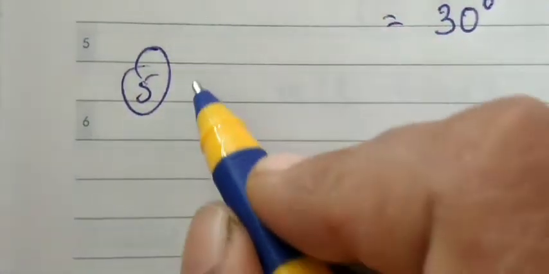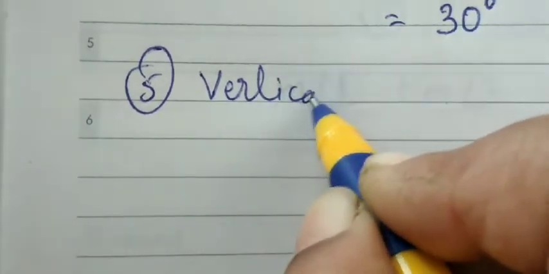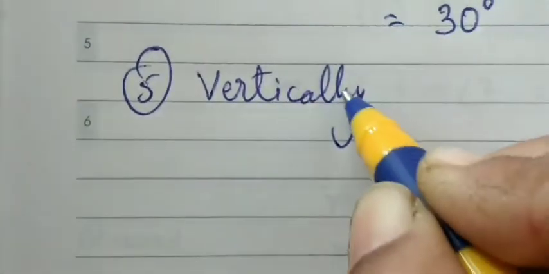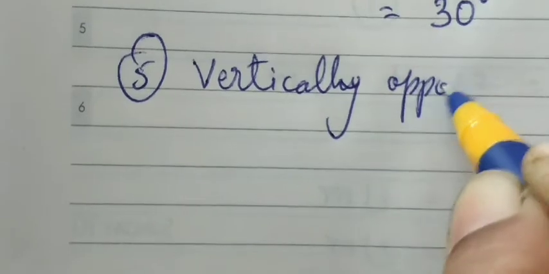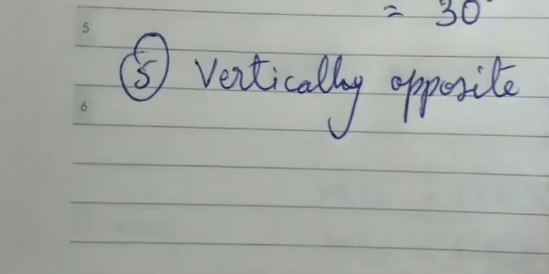Now before we move on to exercise 5.1, I would like to explain you the last topic so that you will be able to solve exercise 5.1 easily. And the fifth related angle we are going to talk about is vertically opposite angles.